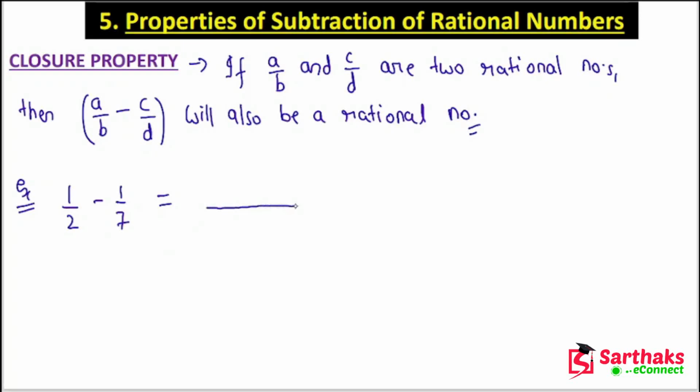Now LCM of 2 and 7 is 14. 2 into 7 equals to 14, so 1 into 7 equals to 7 minus 7 into 2 equals to 14, so 1 into 2 is equals to 2. So we will get 5 upon 14 as the answer.